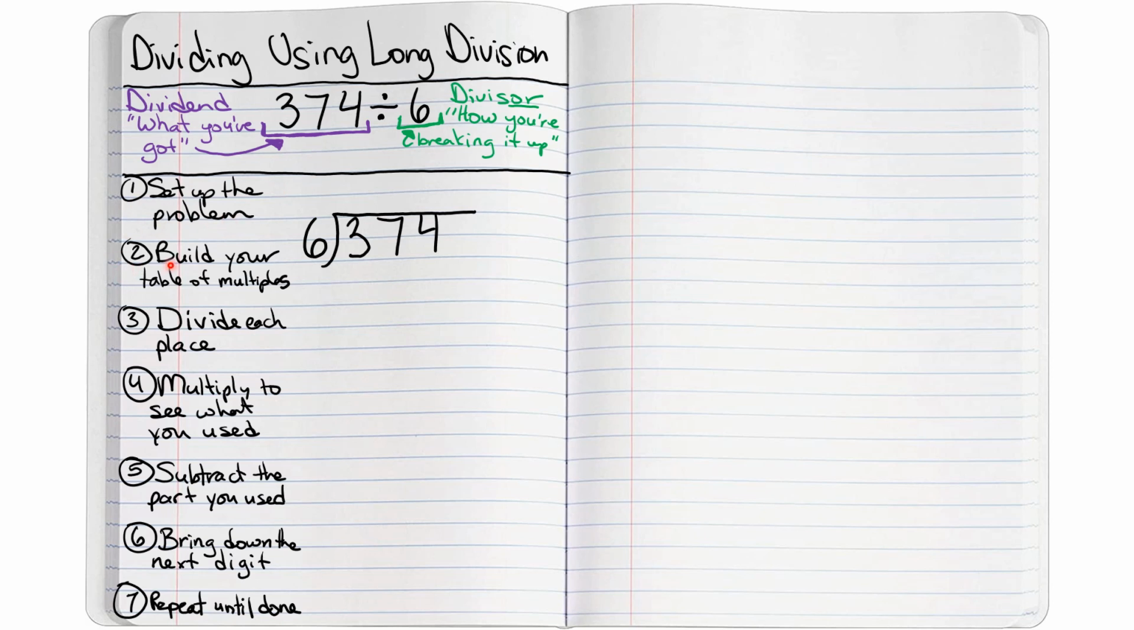Step 2 is build your table of multiples. Now I always have kids ask me, do I really have to build my table of multiples? Here's the deal.